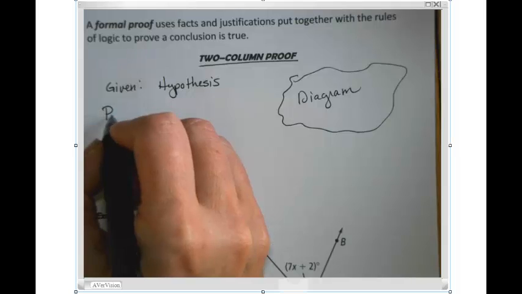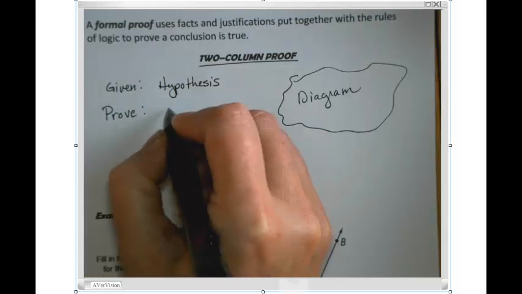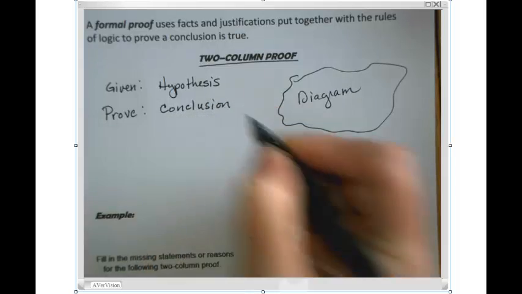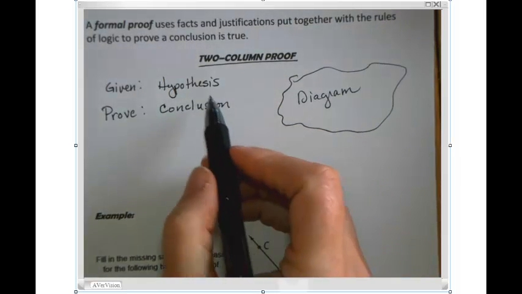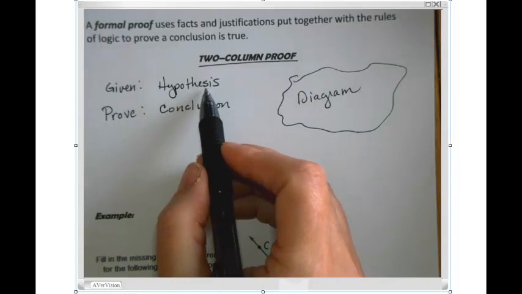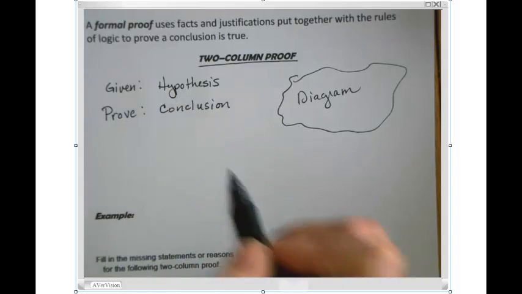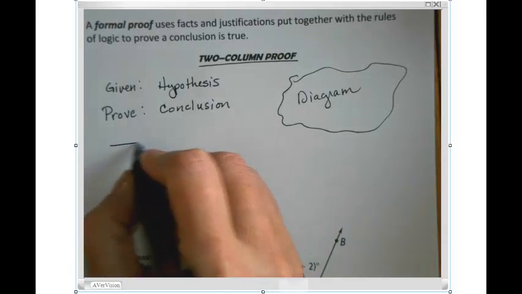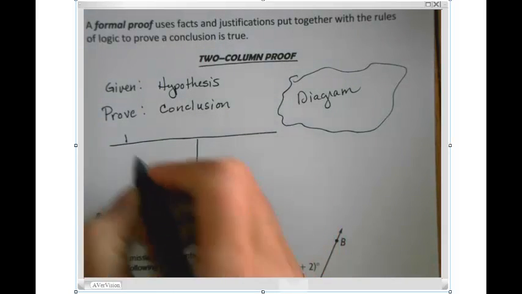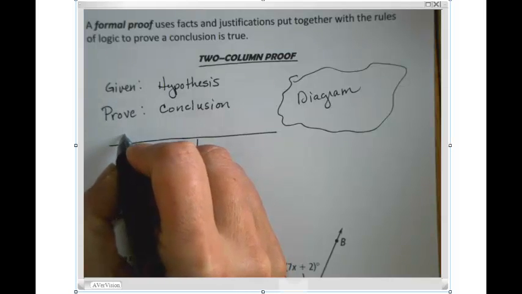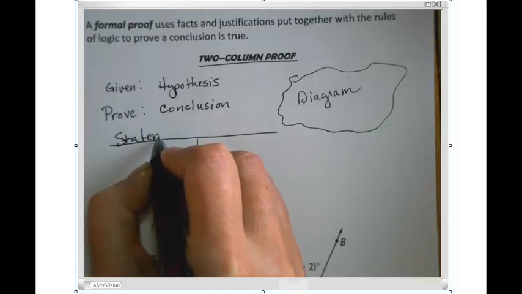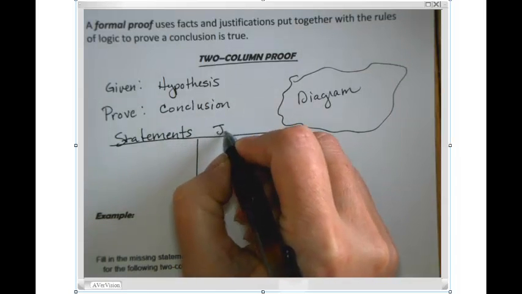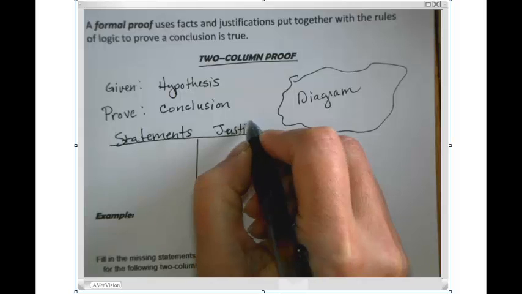Then there's always something that we're going to be trying to prove, which is the conclusion of our if-then statements. So we're going to use our deductive reasoning to show that if our hypothesis is true, along with all the other facts that we know, then the conclusion must be true. And then we lay it out in this kind of a format. This is called a two-column proof because the statements that we give are written in the first column, and the justifications or the reasons that we give are written in the second column.